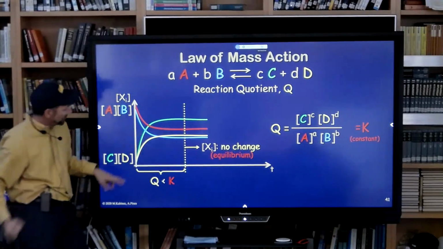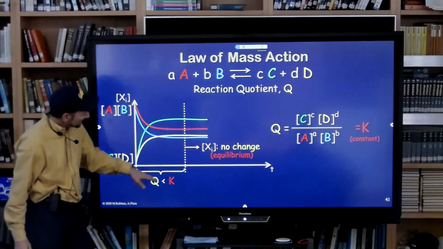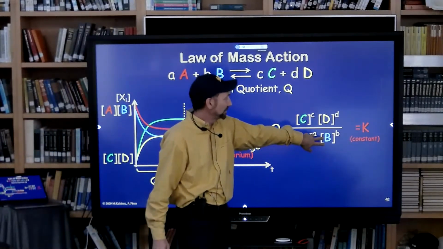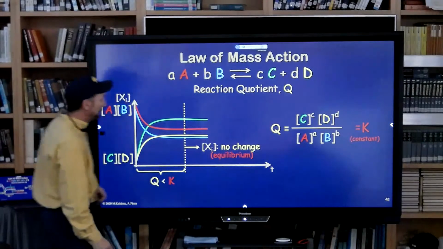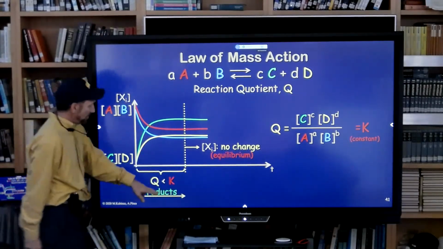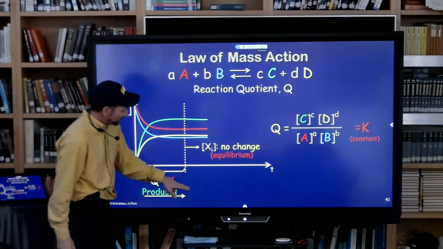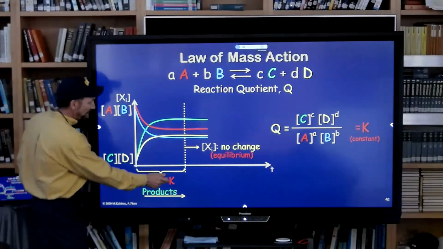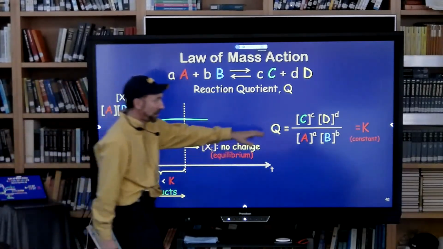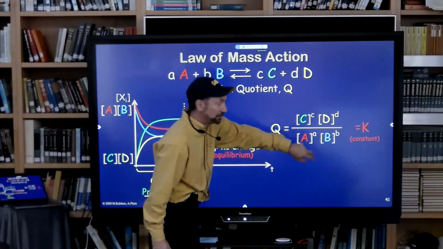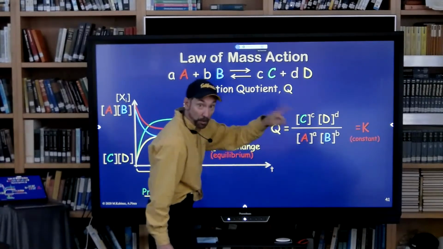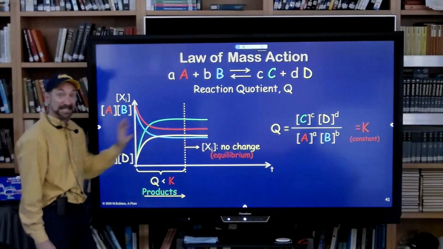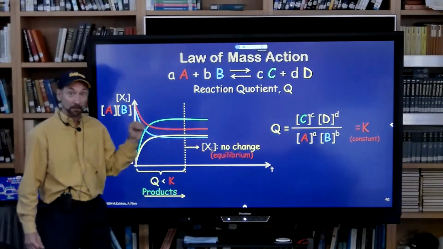So we've already said in this part, Q is changing and it's less than K because you have lots of reactants. The denominator is big and the numerator is small. That means the reaction is going to go towards products. Eventually Q has to equal K. So if Q is small, the denominator is too big, so you're going to go towards products. So this is now telling us something about the dynamics of the situation, where I'm going to go.